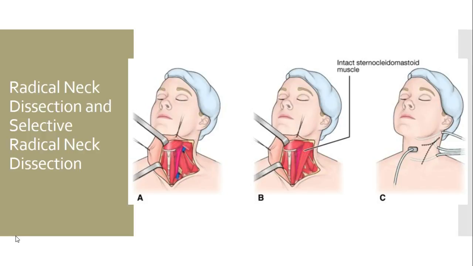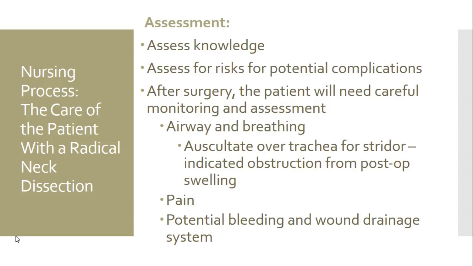A here is a radical neck dissection where the sternocleidomastoid muscle is removed. B is selective or modified radical neck dissection, and this is where the muscle remains intact. And C means after closure, they've had a trach or other drainage tubes kept in place. So the trach would be coming out the front there, and the drainage tubes would be out of the side. So that explains the ABCD there.